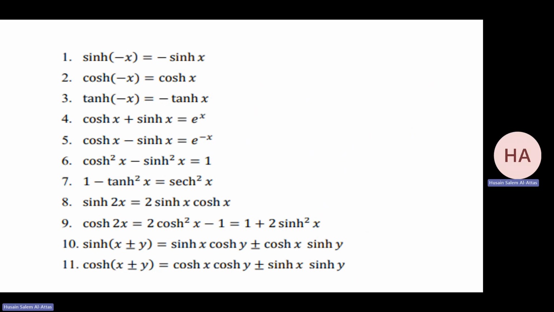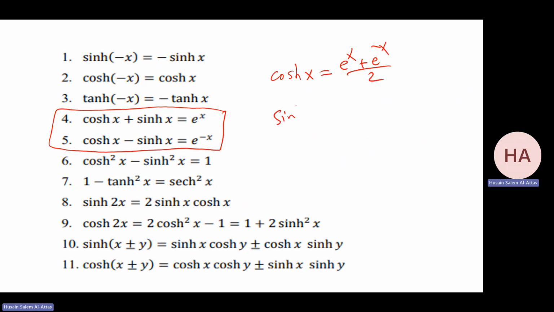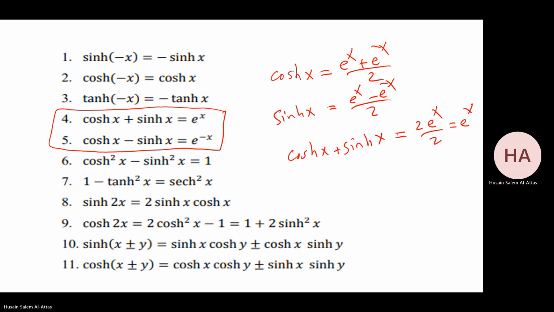Okay, so these are some of the identities related to that. You need to notice these two, which are new ones. If you notice, we said this is cosine hyperbolic x, and sine hyperbolic x is the same but with a minus sign. So if you add them, then e to the power minus x will be cancelled. So I have 2e^x over 2, which is e to the power x. If we subtract them, then e to the power x cancels. So you have e to the power minus x.